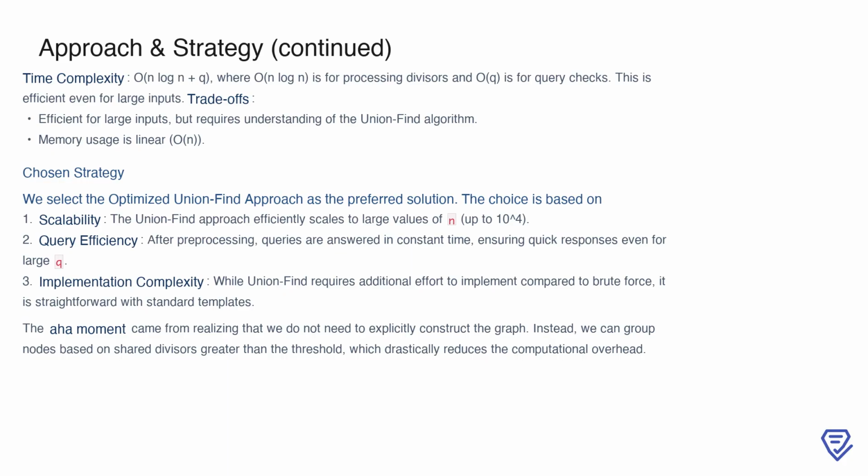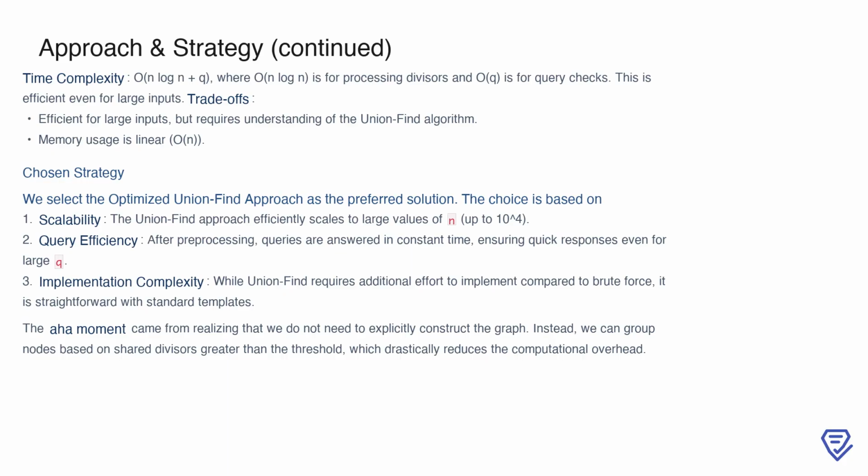There are trade-offs to consider, though. While this method is highly efficient, it does require an understanding of the union find algorithm. However, with standard templates and libraries available, the complexity of implementation is manageable. For this problem, the union find approach is the clear choice. It scales well for large values of n, allows for constant time query responses after pre-processing, and eliminates the need to explicitly construct the graph.